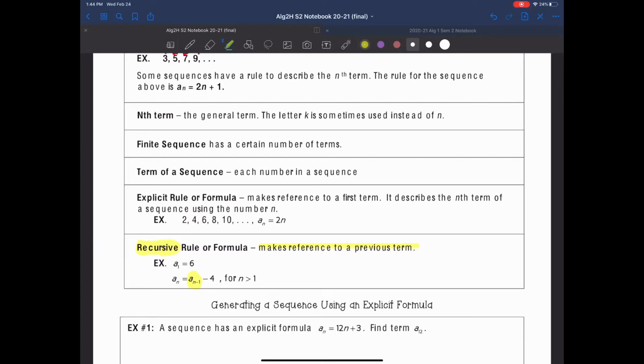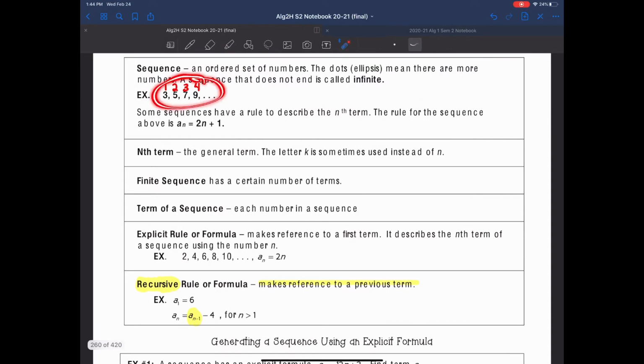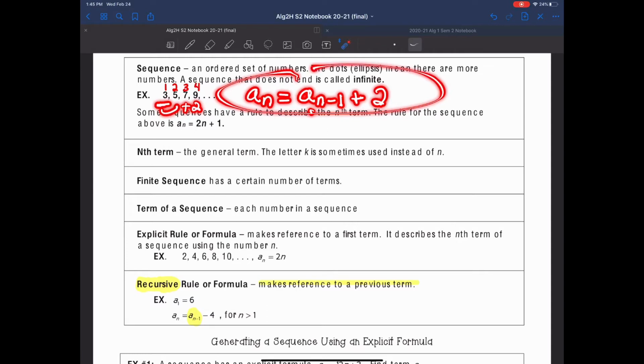And I could easily write recursive rules or formulas. So if I looked at the first sequence of numbers that I wrote down up here, 3, 5, 7, 9, and so on, I could write a recursive formula for this by saying a sub n is going to equal the previous term, a sub n minus 1, plus 2. What this is telling me is I'm taking each of the previous terms and I'm just adding 2 to it. That's how I get to the next term in the sequence. So that would refer to a recursive rule.